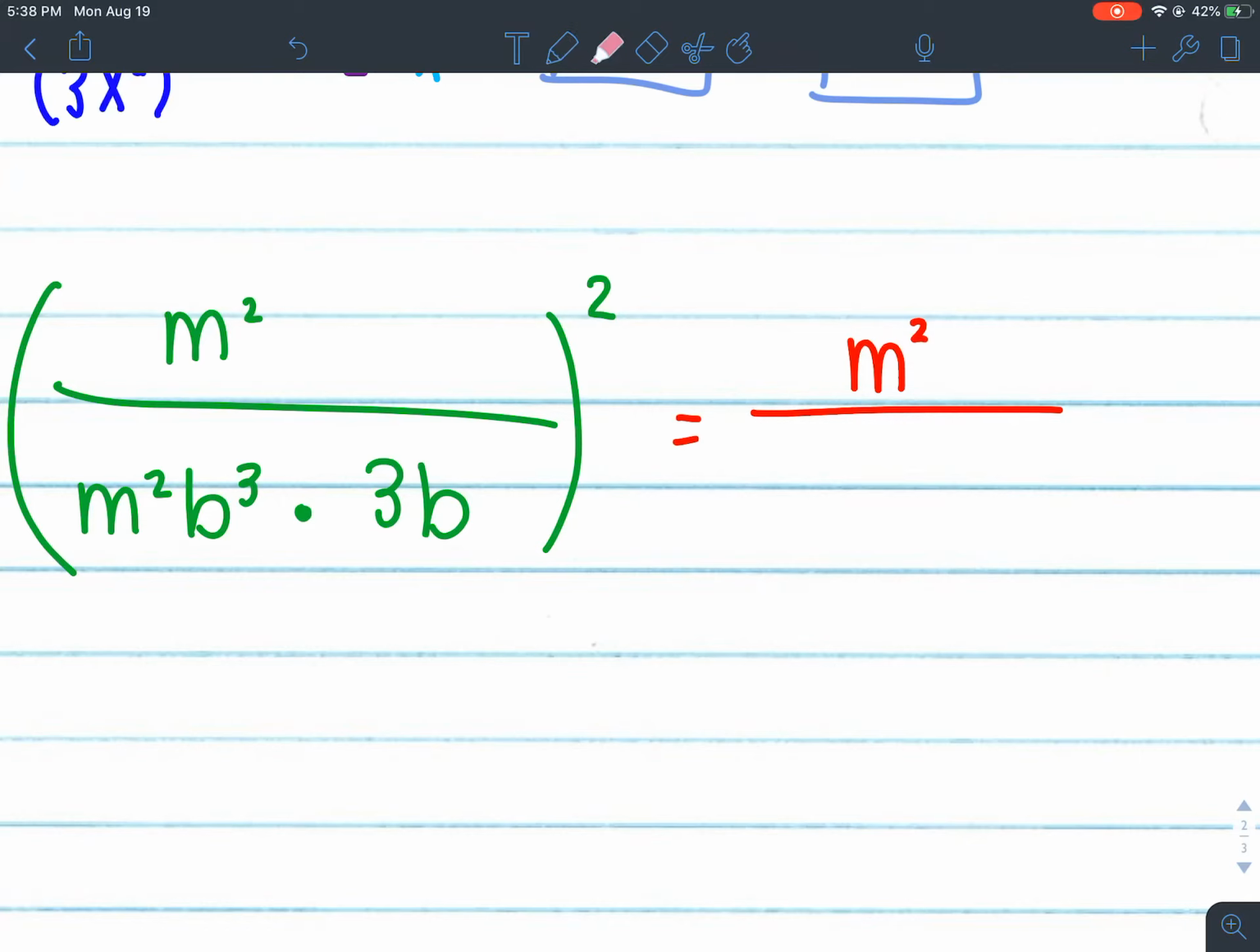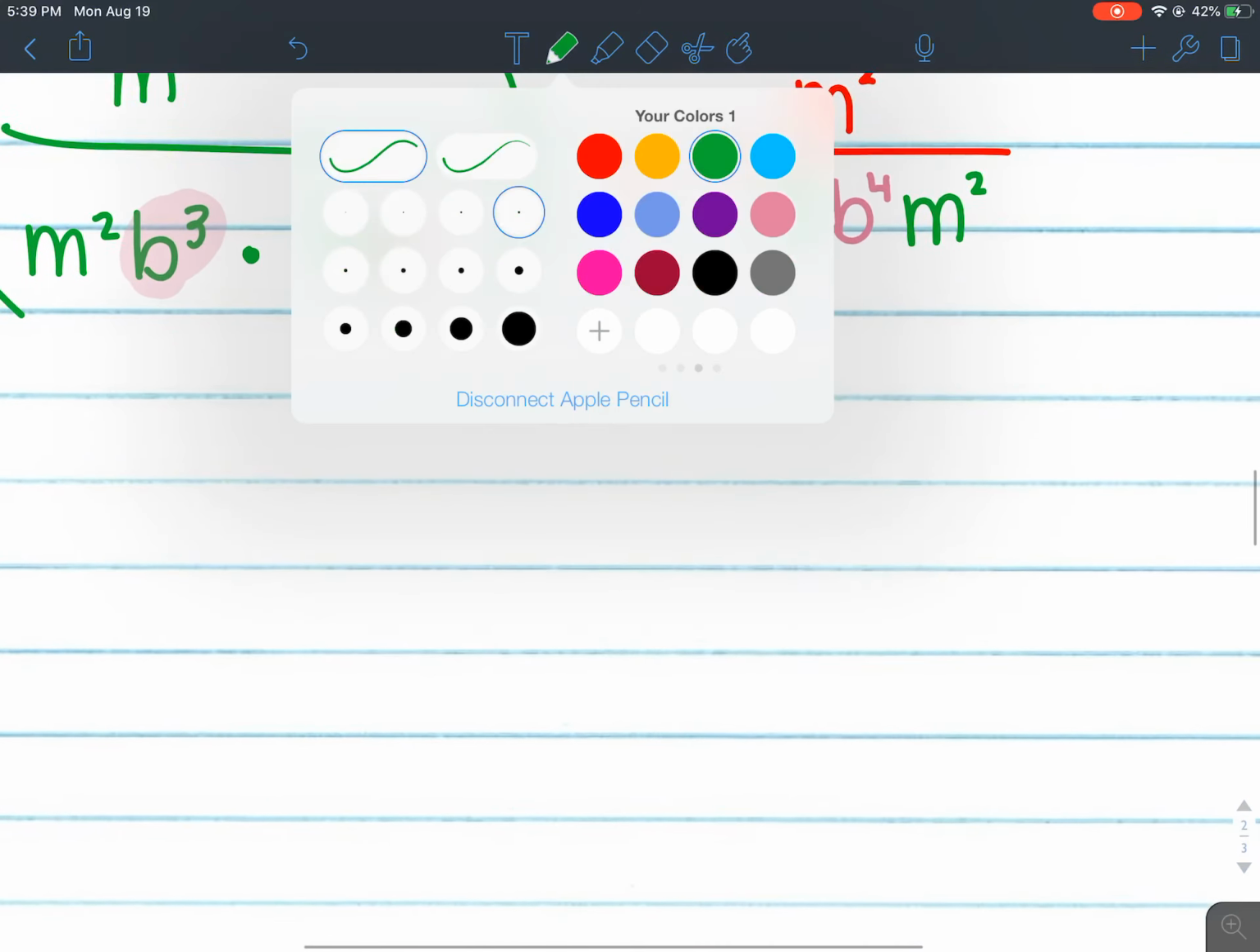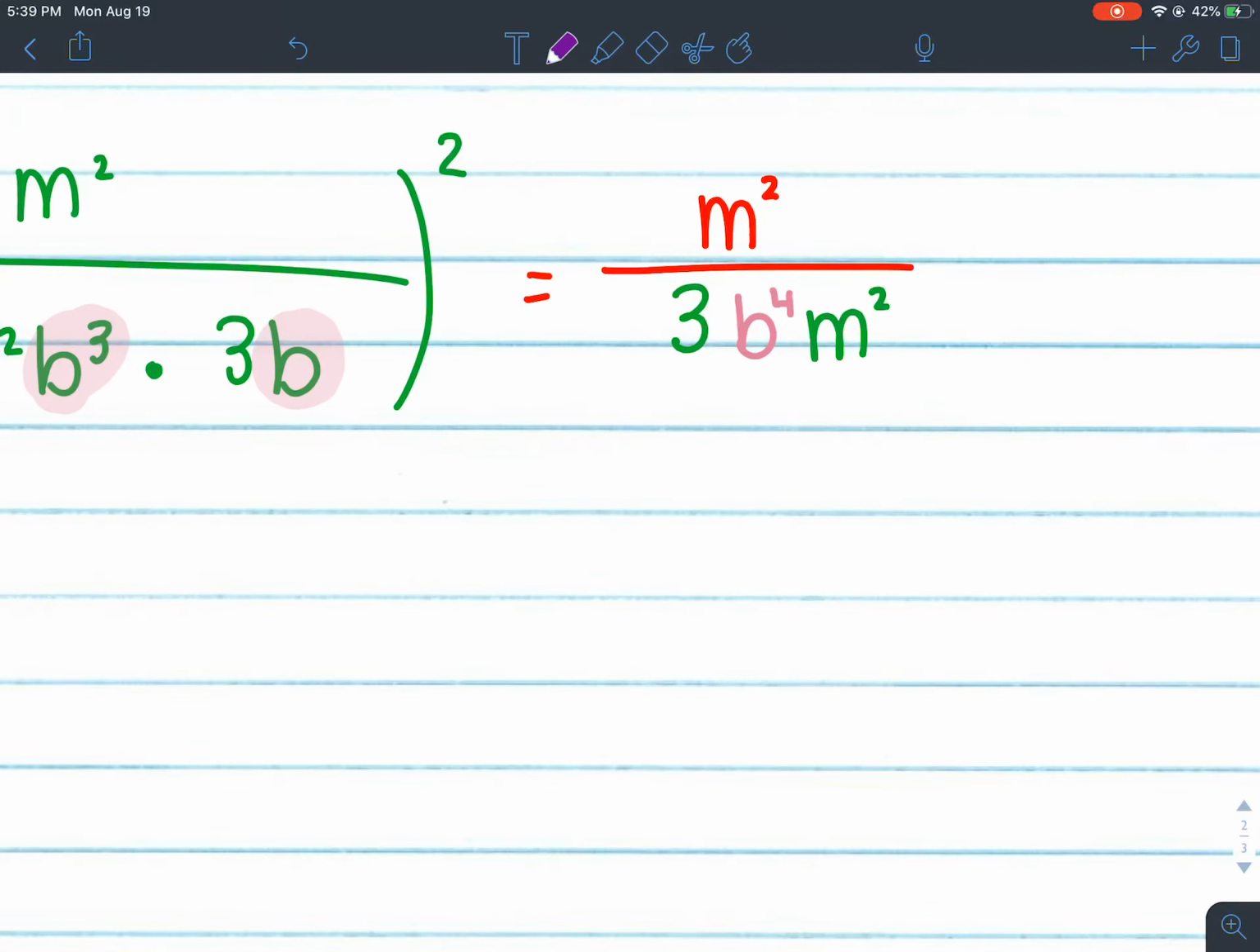Down here, I see that I have like bases where I have b cubed and a b. Well, I know b cubed times b, I have another b, so I have 4 b's down there, so I have b to the 4th. The 3 kind of stays alone, 3 is the same, and then the m squared is also the same. You always want to write your coefficients in the front. The coefficient is the number being multiplied, just the plain number, so 3 would go in the front. I don't really want it in the middle. If you put it in the middle, you're going to need a little multiplication sign like this. So it's just easier if you put everything at the front of your expression.